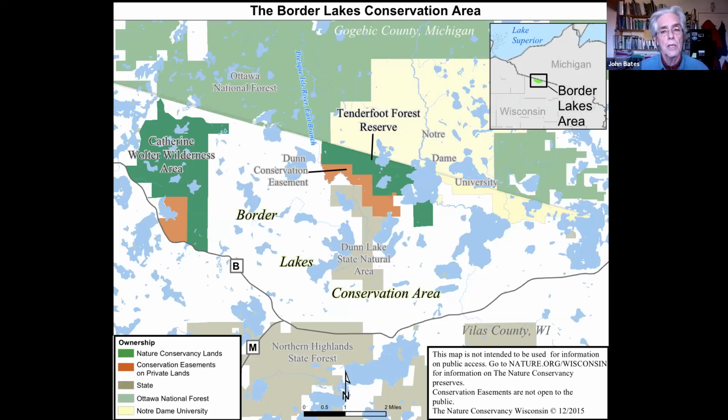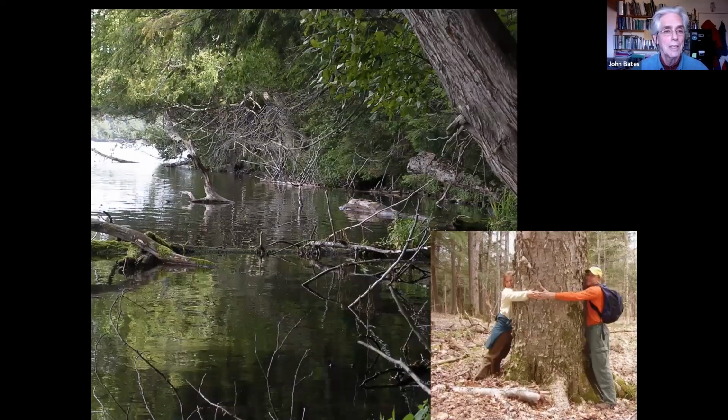And along the shoreline of Tenderfoot Lake, you have this unharmed, I guess, pristine kind of setting where you have all this coarse woody habitat in the water the way it belongs. And a picture of a couple of TNC folks hugging a large yellow birch.